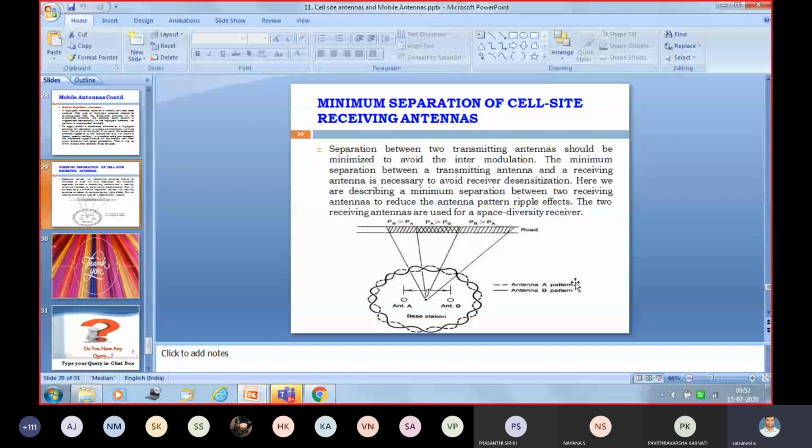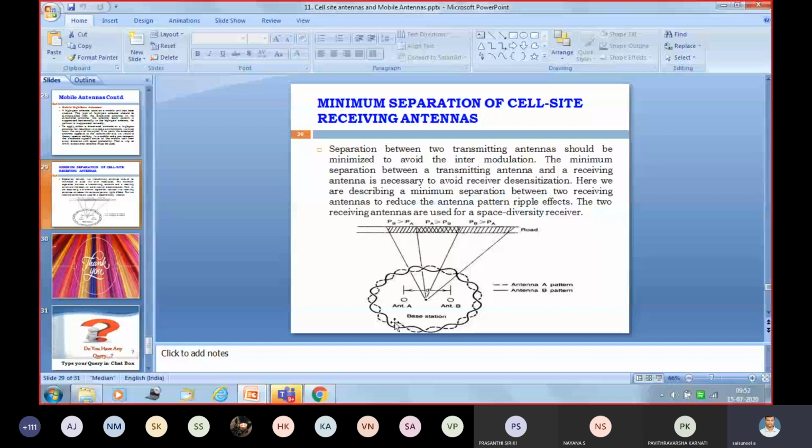Antenna A is in this direction and antenna B in this direction. This type of antenna is an omnidirectional antenna system. The dotted line shows the antenna pattern of antenna A, and the thick line shows the pattern for B. Suppose this is the road. For a particular vertical here, the power of B is greater than the power of A. Here P of A is greater than P of B, and here P of B is greater than P of A. The power changes automatically.